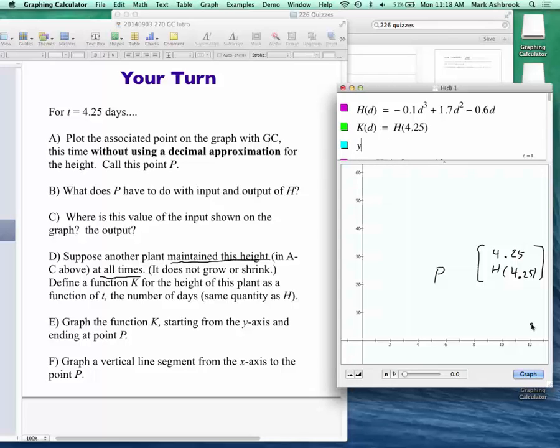Y equals K of X, not K of D. D is 1. If you do K of D, it'll plug 1 in. We want to graph the function. And then from where to where? X from 0 to 4.25. Let's do it in blue.